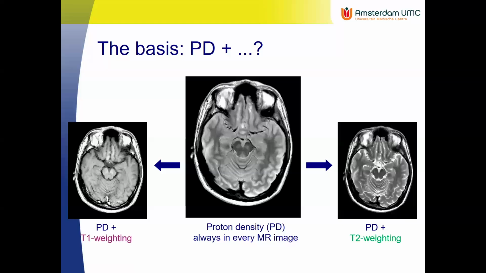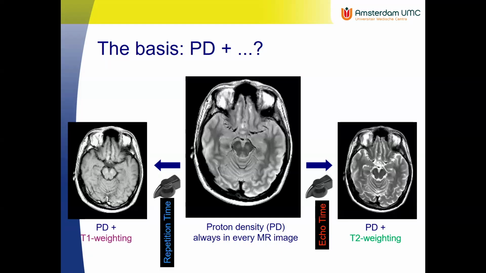Then on the other side we have, well, surprise, surprise, T2 weighting. And you see that all three images look different. So you have to know what kind of image you're looking at to interpret it as well.